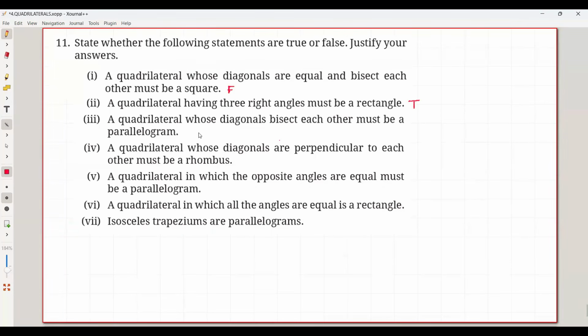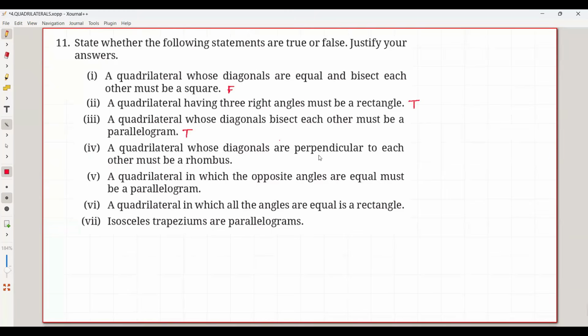Third question: a quadrilateral whose diagonals bisect each other must be a parallelogram. That is true. Why? Because in a parallelogram, the diagonals bisect each other. True.